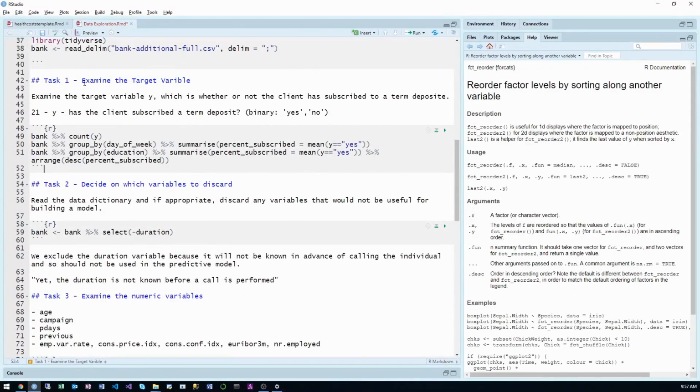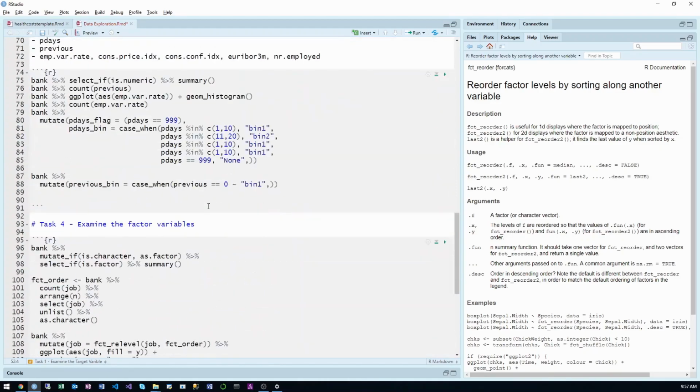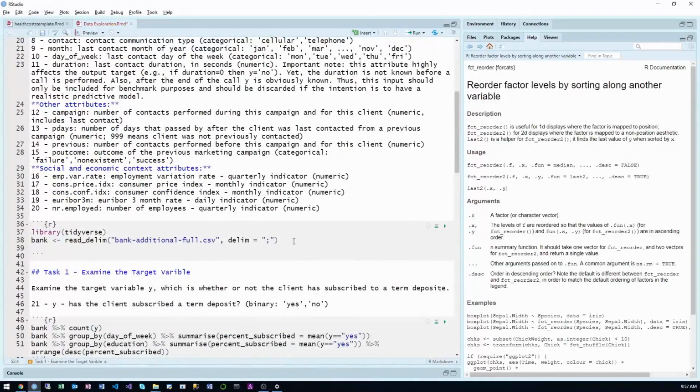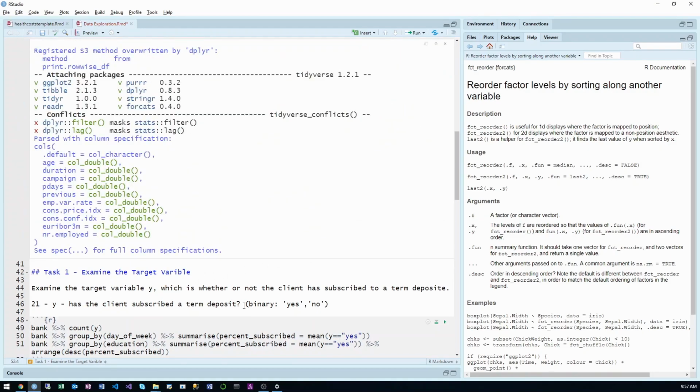The first task is to examine the target variable, which in this case is whether or not the client has subscribed to a term deposit, and then decide on which variables to keep or discard, examine the numeric variables, and then examine the factor variables. So the target variable in this case is whether or not the person has subscribed or not.